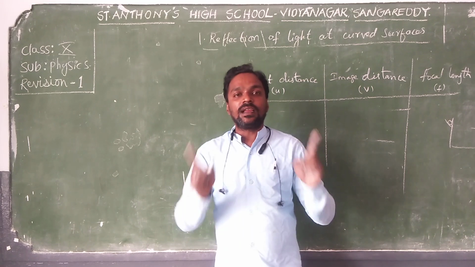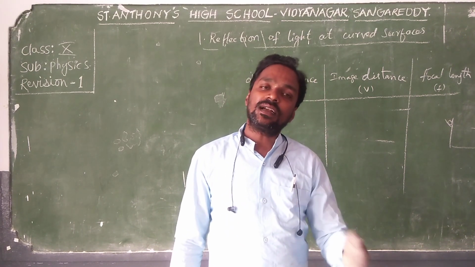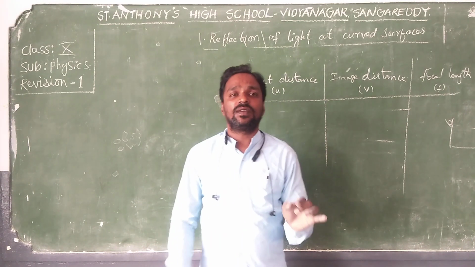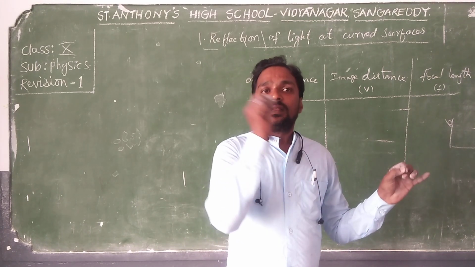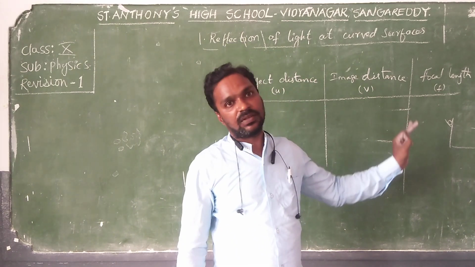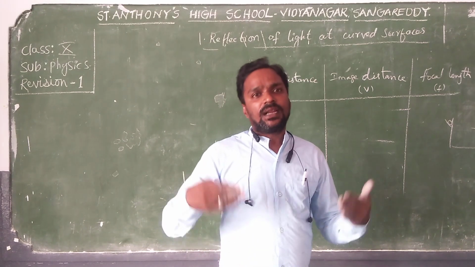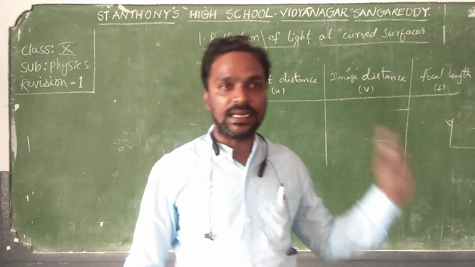That image will be inverted, real, and sometimes diminished. Only in one case will it be diminished. When the object is between the pole and focus, in that case a virtual image will be formed. In all the remaining cases we will get diminished or enlarged, inverted, real images like this.